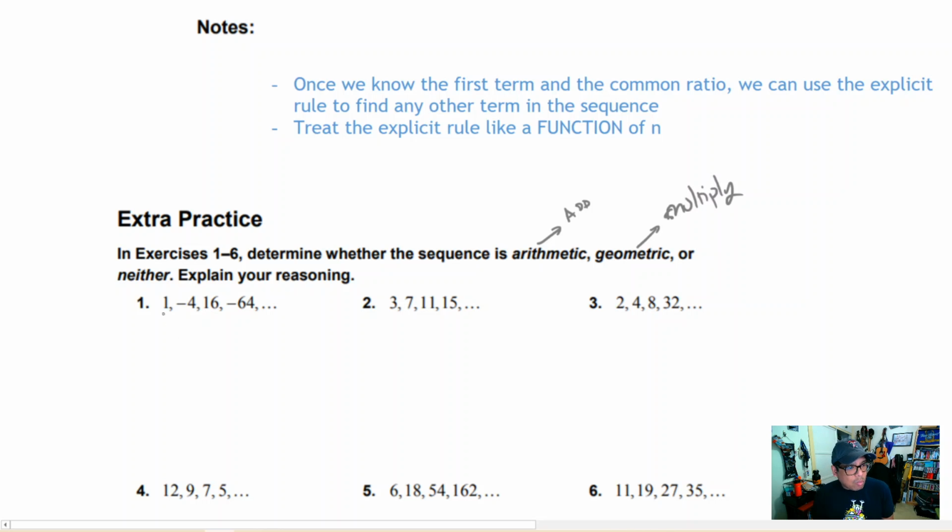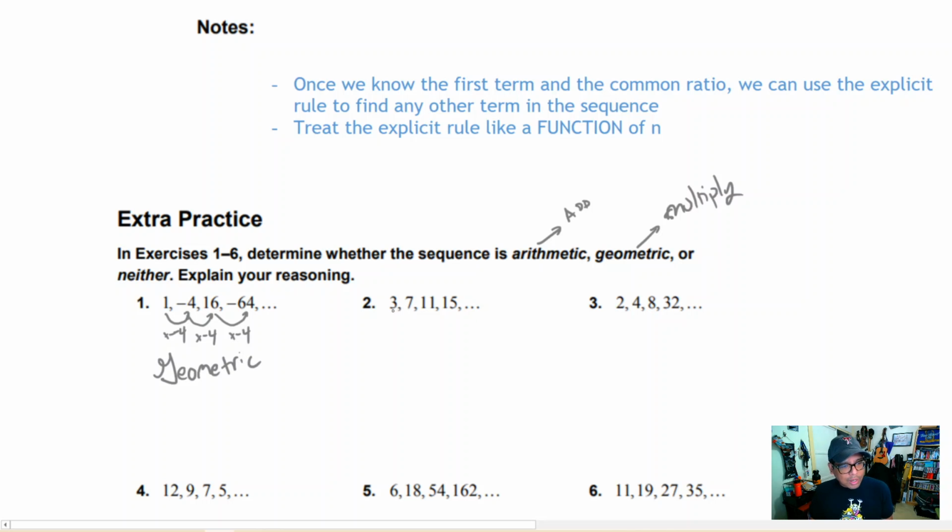So let's see. 1 to negative 4, and then 4 to 16, and then 16 to 64. Well, just by my number sense, I can tell that we're not really adding here. But can we multiply? Let's see. 1 times negative 4, yeah, and then negative 4 multiplied by negative 4 again gives me 16, and then 16 multiplied by negative 4 again gives me 64. So this looks like geometric.